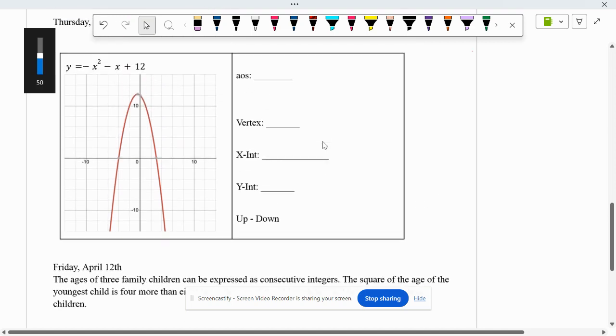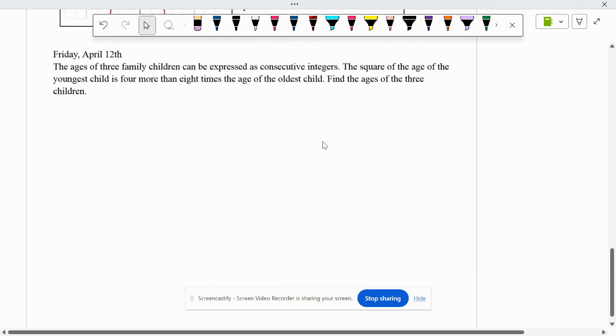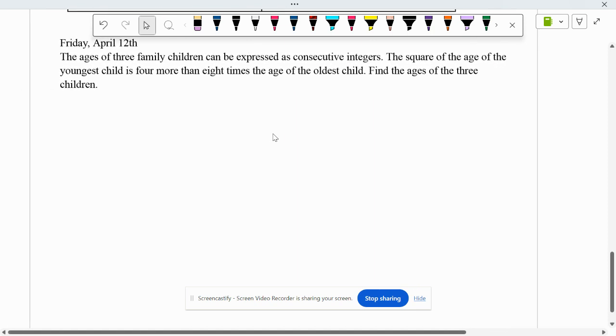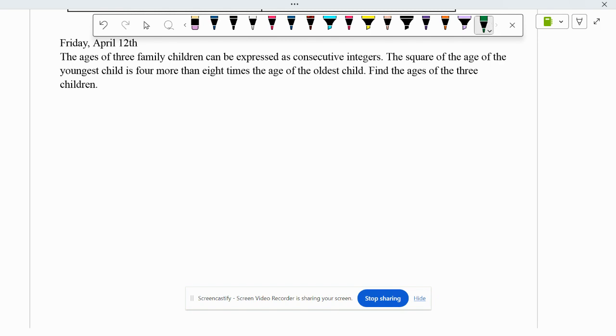All right, so here is our April 12th warm up. This is a word problem involving a quadratic. The ages of 3 family children can be expressed as consecutive integers. So I want to start you off with, what do consecutive integers mean?